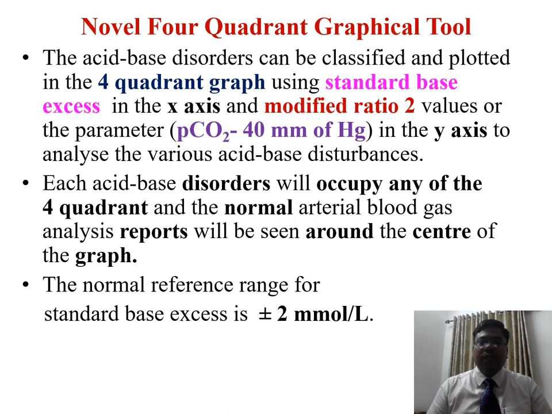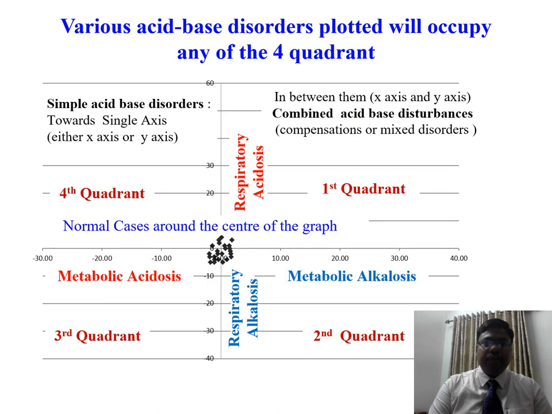Novel four-quadrant graphical tool. The acid-base disorders can be classified and plotted in the four-quadrant graph using standard base excess on the x-axis and modified ratio 2 values, the parameter PCO2 minus 40, on the y-axis to analyze the various acid-base disturbances. So each acid-base disorder will occupy one of the four quadrants, and the normal will be seen around the center of the graph. The normal reference range for standard base excess is from minus 2 to plus 2 millimole per liter. So this is the four-quadrant graph.